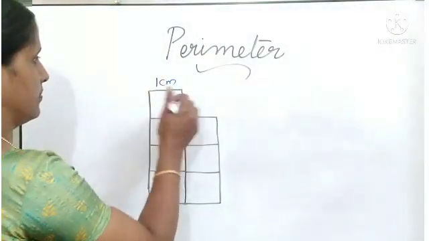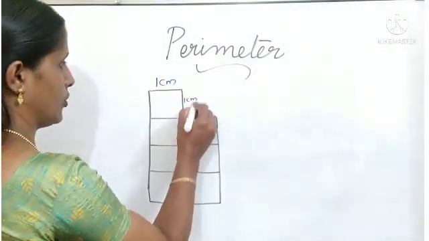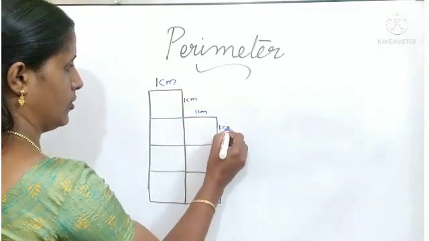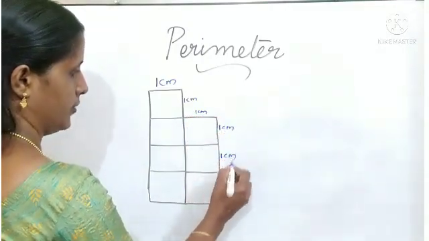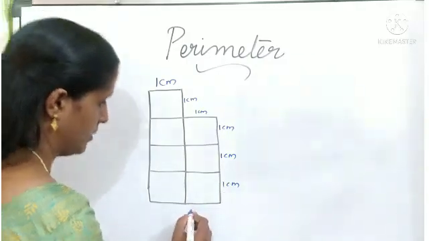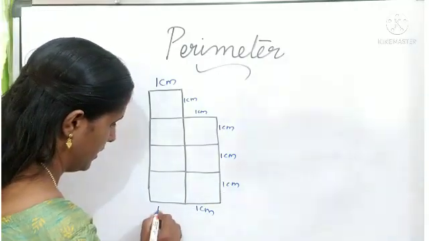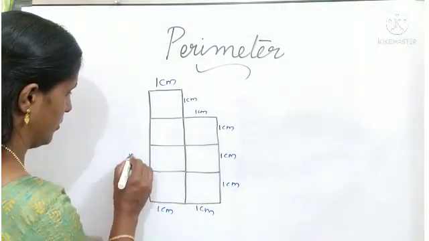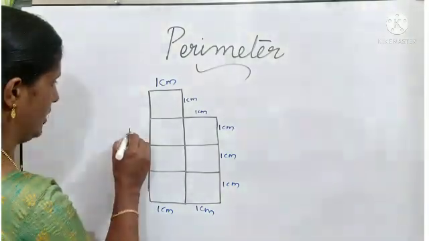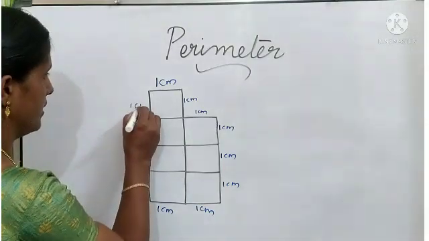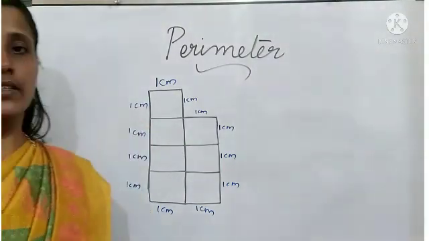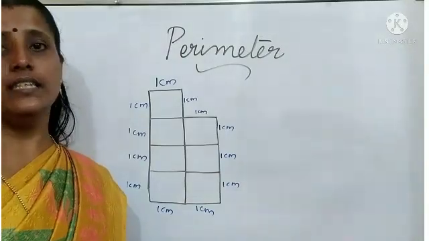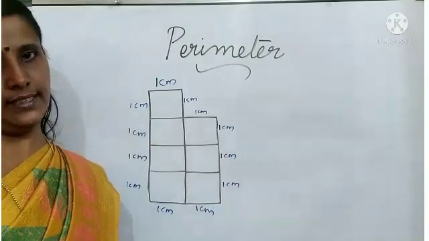Here this is 1 centimeter, in the same way this is also 1 centimeter, this side also 1 centimeter, this side also 1 centimeter, here 1 centimeter, and all the remaining sides are also 1 centimeter each. So in this way we have to identify the measurement of the sides.